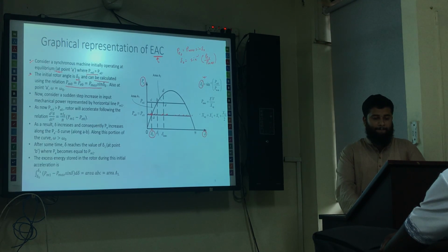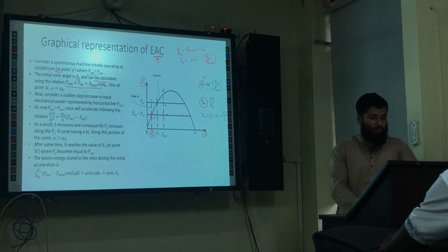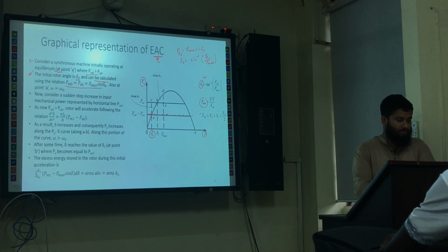Now, if you have the information of the magnitude of E prime, the magnitude of V, and x equivalent, then you can calculate P max. Also, if you know the Pm0, then you can calculate the delta naught. So if you have all the information in hand, you can easily calculate this delta naught. So this is our point A. This point is clear to you.